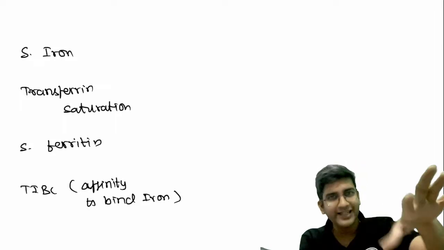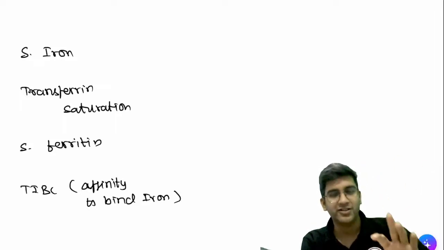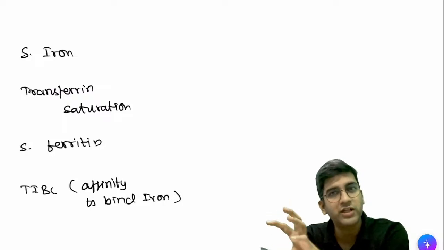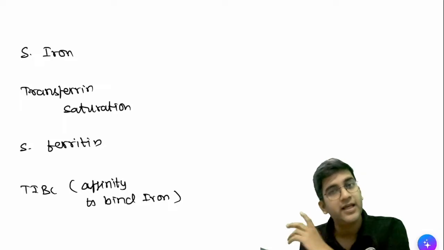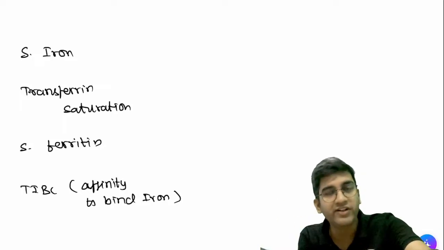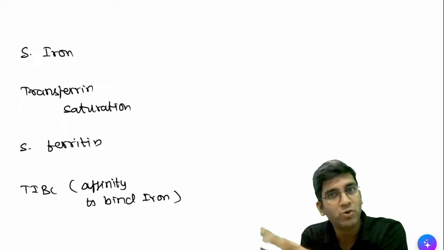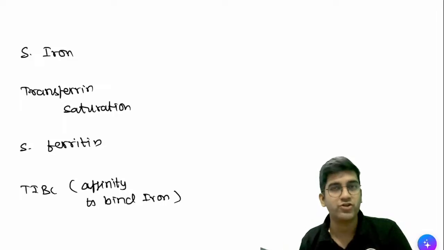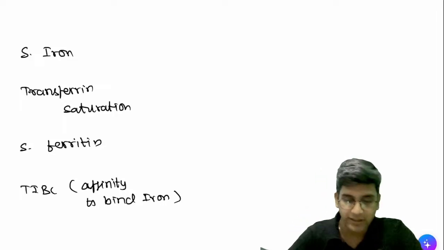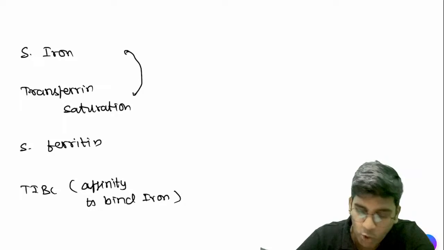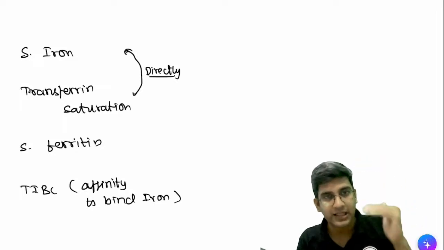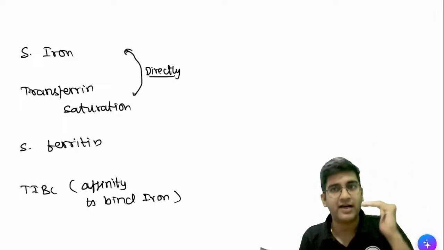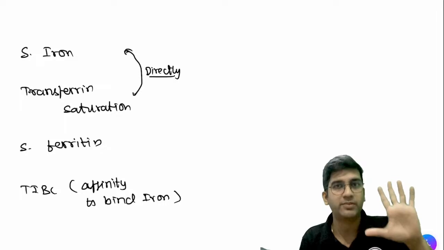Let's imagine you are sitting in a room, right? Let's say there are 10 chairs and there are 10 iron molecules coming. All the 10 iron molecules will sit in all the 10 chairs. Let's say if 20 iron molecules come, I won't have enough space. If only 2 iron molecules come, 8 will be empty. That's what saturation is, right? So in other words, serum iron and transferrin saturation is always directly proportional. What do I mean by directly proportional? If one increases, other will increase. If one decreases, other will decrease. Don't memorize. This is how it happens, right?